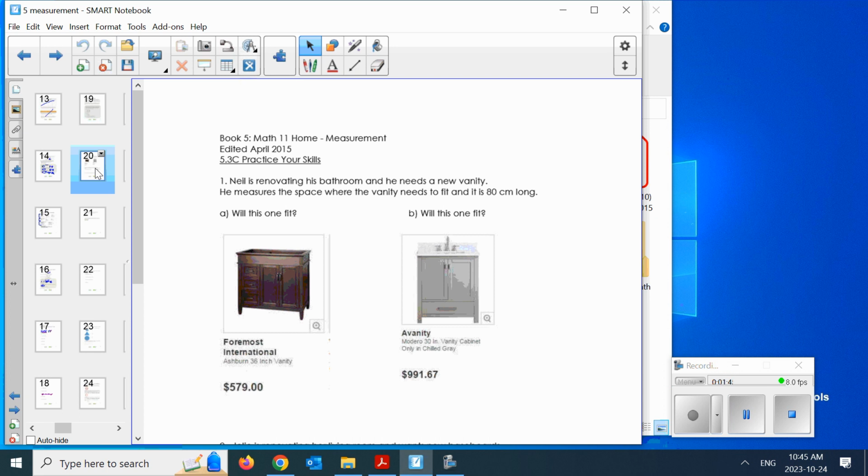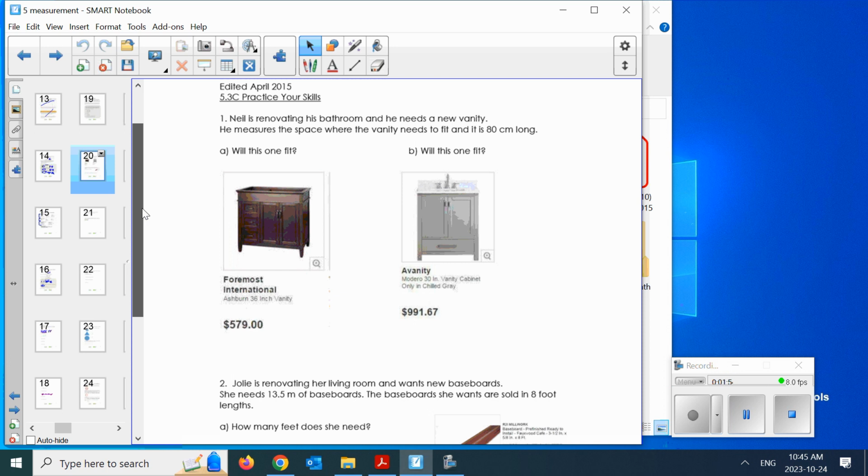So let's just take a look at these. Neil, renovating his bathroom, needs a new vanity, basically a sink stand. He measures the space where it fits, and it's 80 centimeters long. 80 centimeters long. You guys get a visual for that?